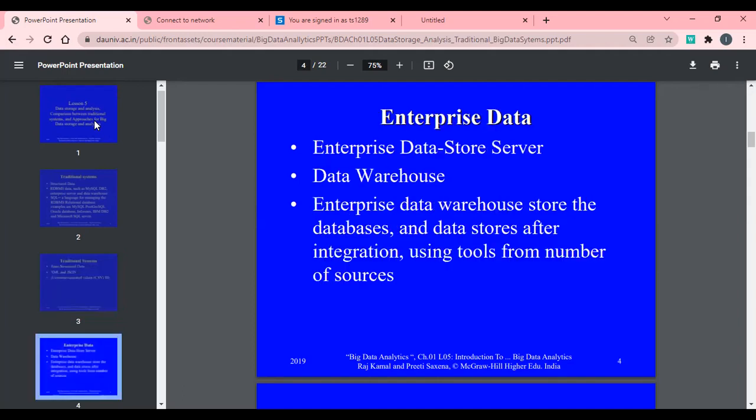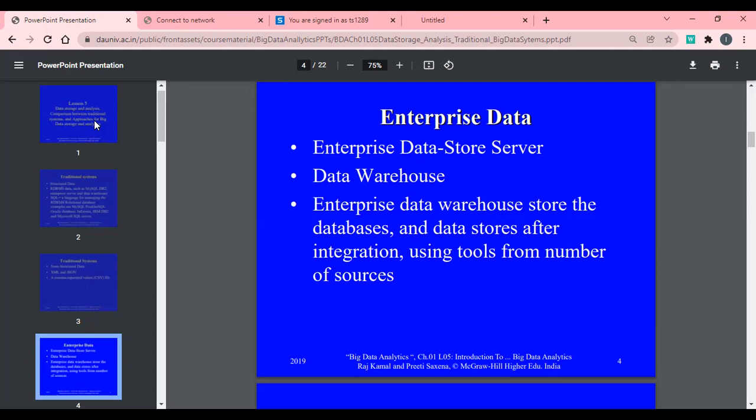Enterprise data serves data warehousing areas. Most of the data warehousing methods are used for enterprise data. Most of the companies and stores, all the places where we are collecting and using the data, that is called the enterprise data warehouse store and database. Data stores offer the integration using tools from a number of sources.